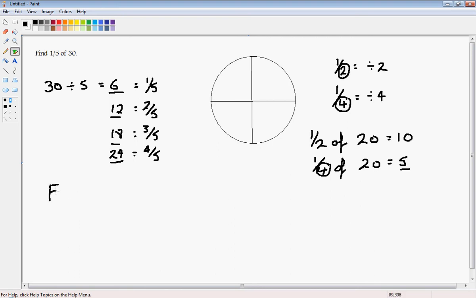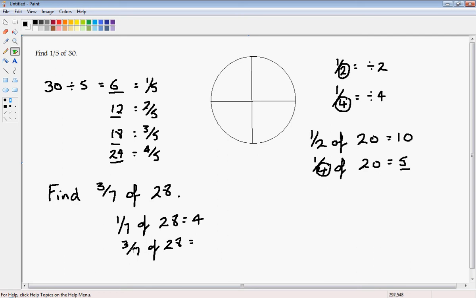So supposing they said, find 3/7 of 28. Now 1/7 of 28 is just 28 divided by this bottom number, always. So 28 divided by 7. Now if you know your multiplication tables, 4 sevens are 28. So 1/7 of 28 is 4. So 3/7 of 28 must be 3 lots of 4, which is 12. There you go, you have the answer.